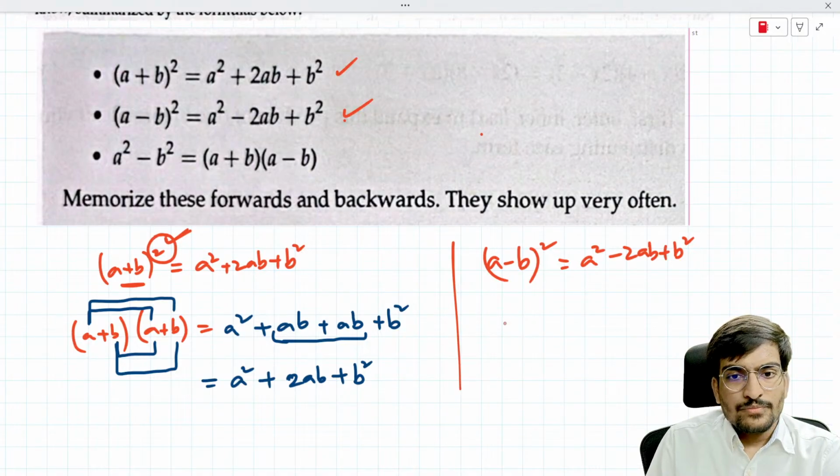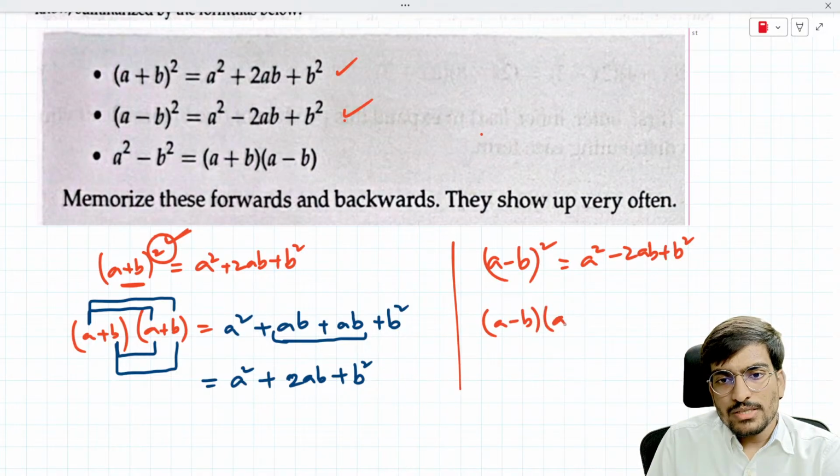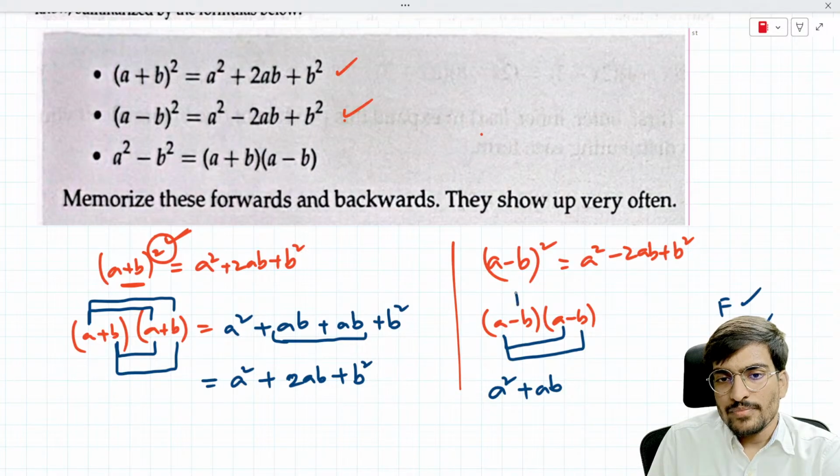So now I'll just multiply a minus b times a minus b. So what do I get? First, multiply using FOIL. First and first term, a into a, a square. Outer, a into negative b, negative ab. Now inner, negative b into positive a, negative ab. And last, negative b into negative b, negative negative, positive b square. That's positive b square we did last.